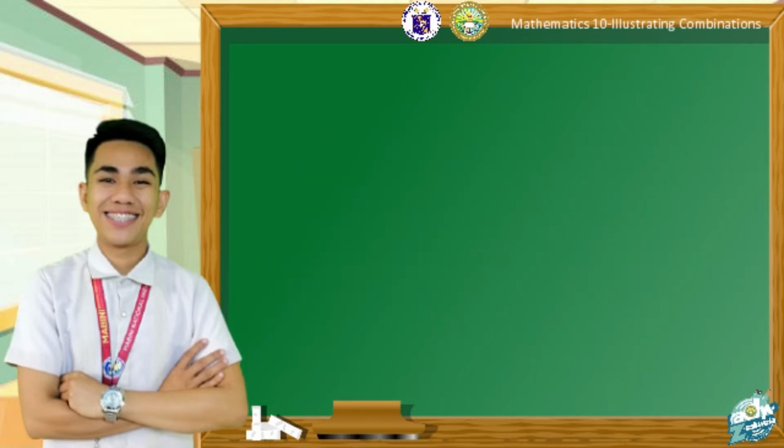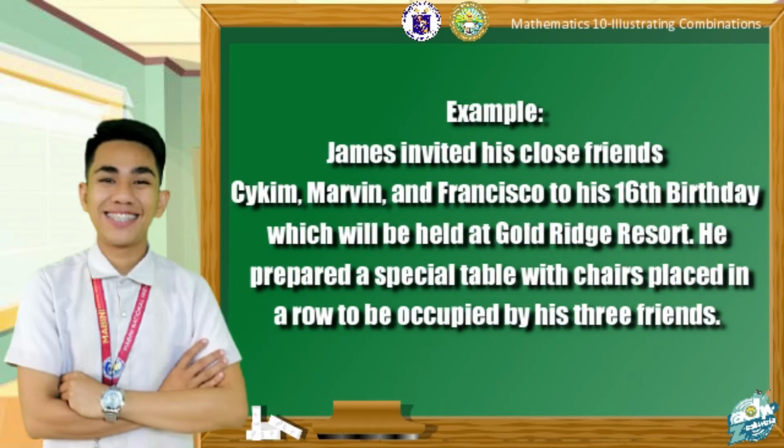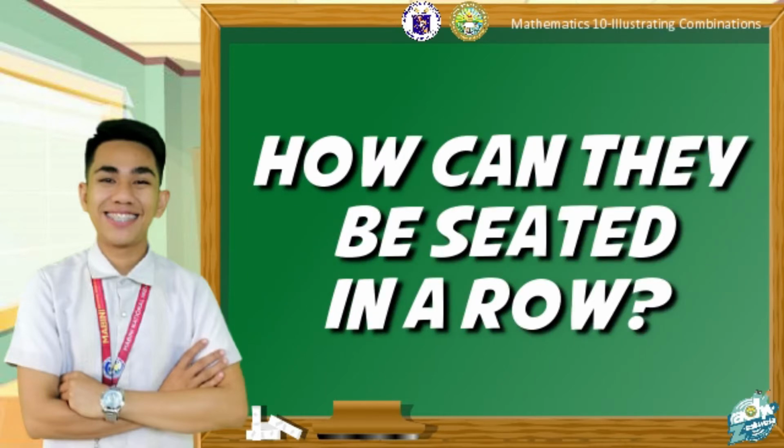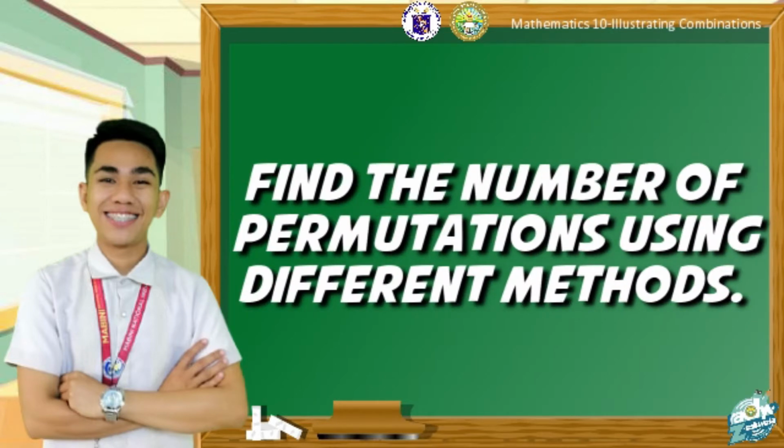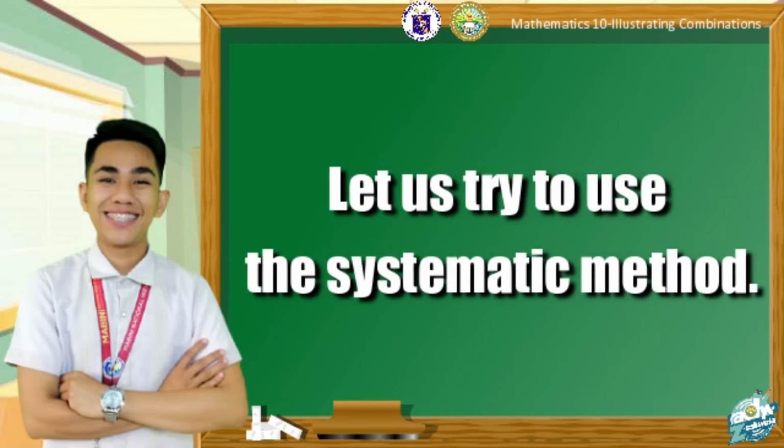Review example. James invited his close friends Louis, Marvin, and Francisco to his 16th birthday, which will be held at Gold Ridge Resort. He prepared a special table with chairs placed in a row to be occupied by his 3 friends. How can they be seated in a row? Find the number of permutations using different methods. Let us try to use systematic method.